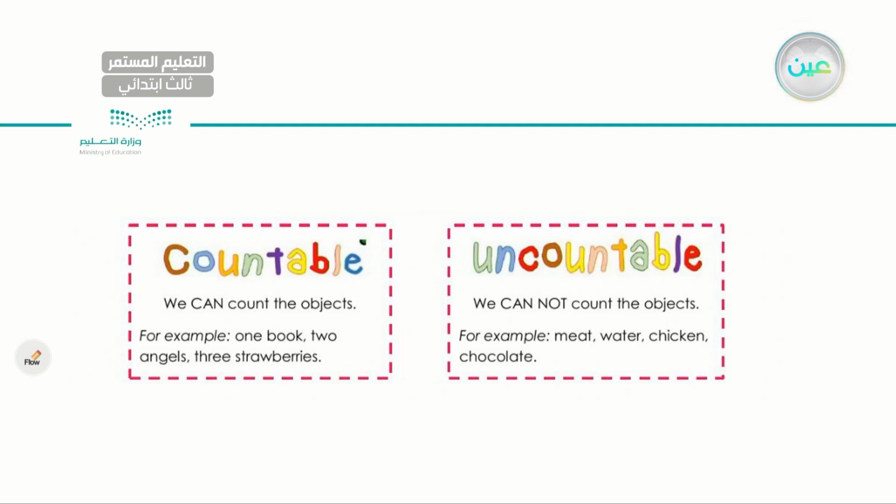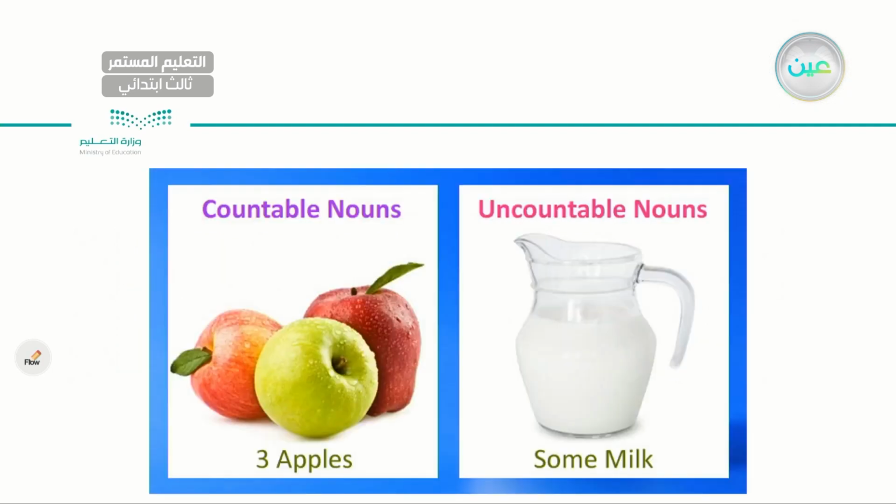For the uncountable, these are things that I cannot count. I cannot give the exact number. For example, rice, sugar, water. Now, here are two examples of countable and uncountable. To your left, I have 1, 2, 3 apples. Countable nouns. While to your right, I have milk.